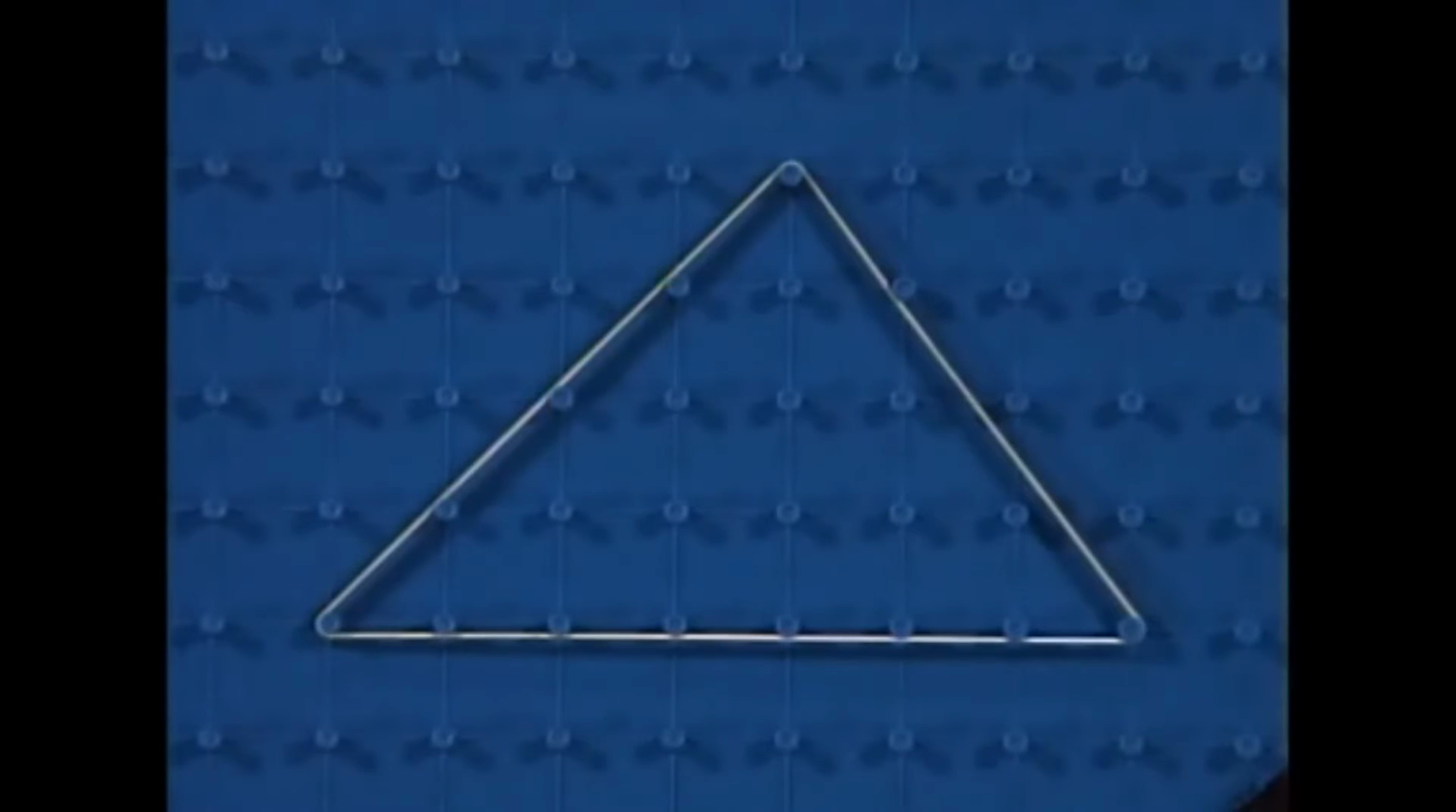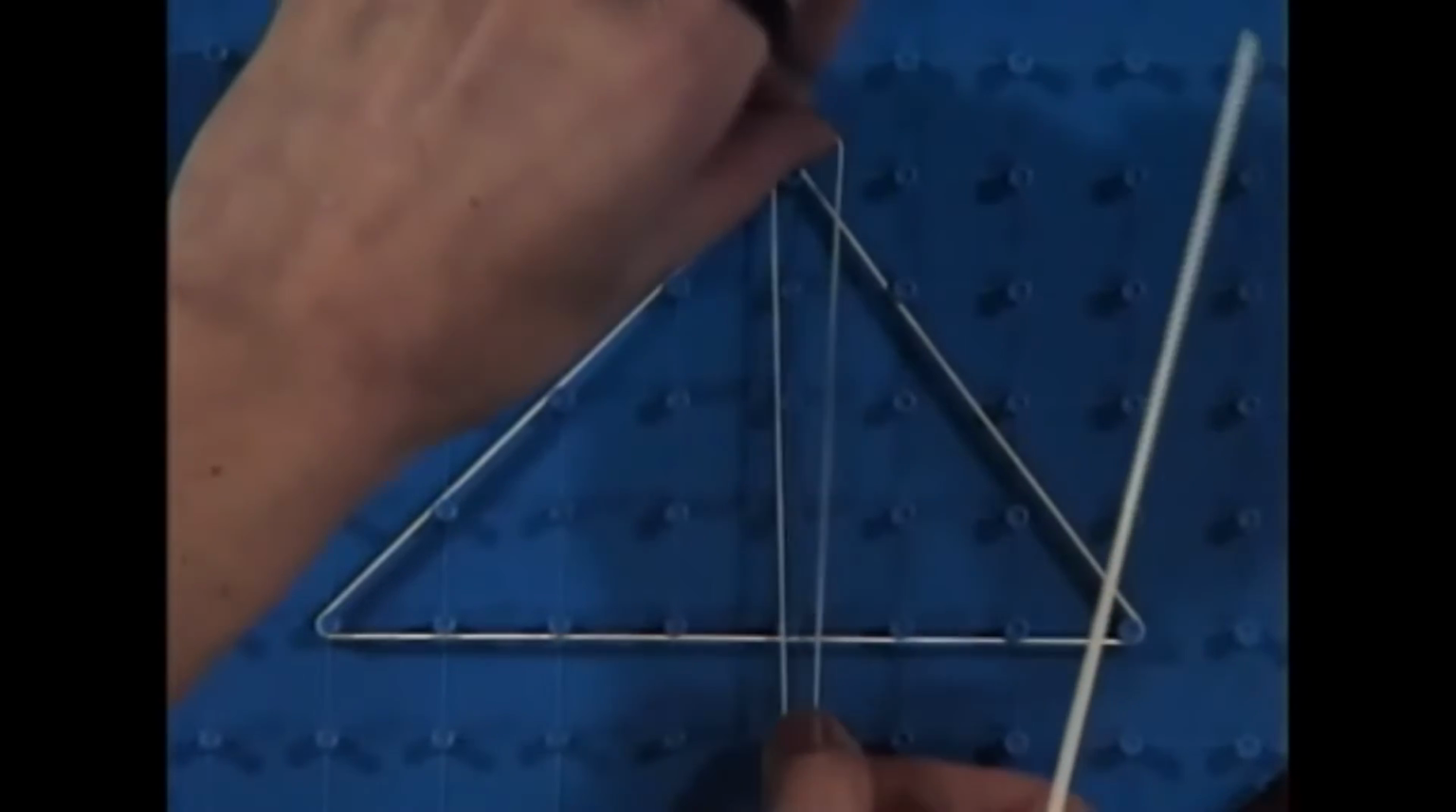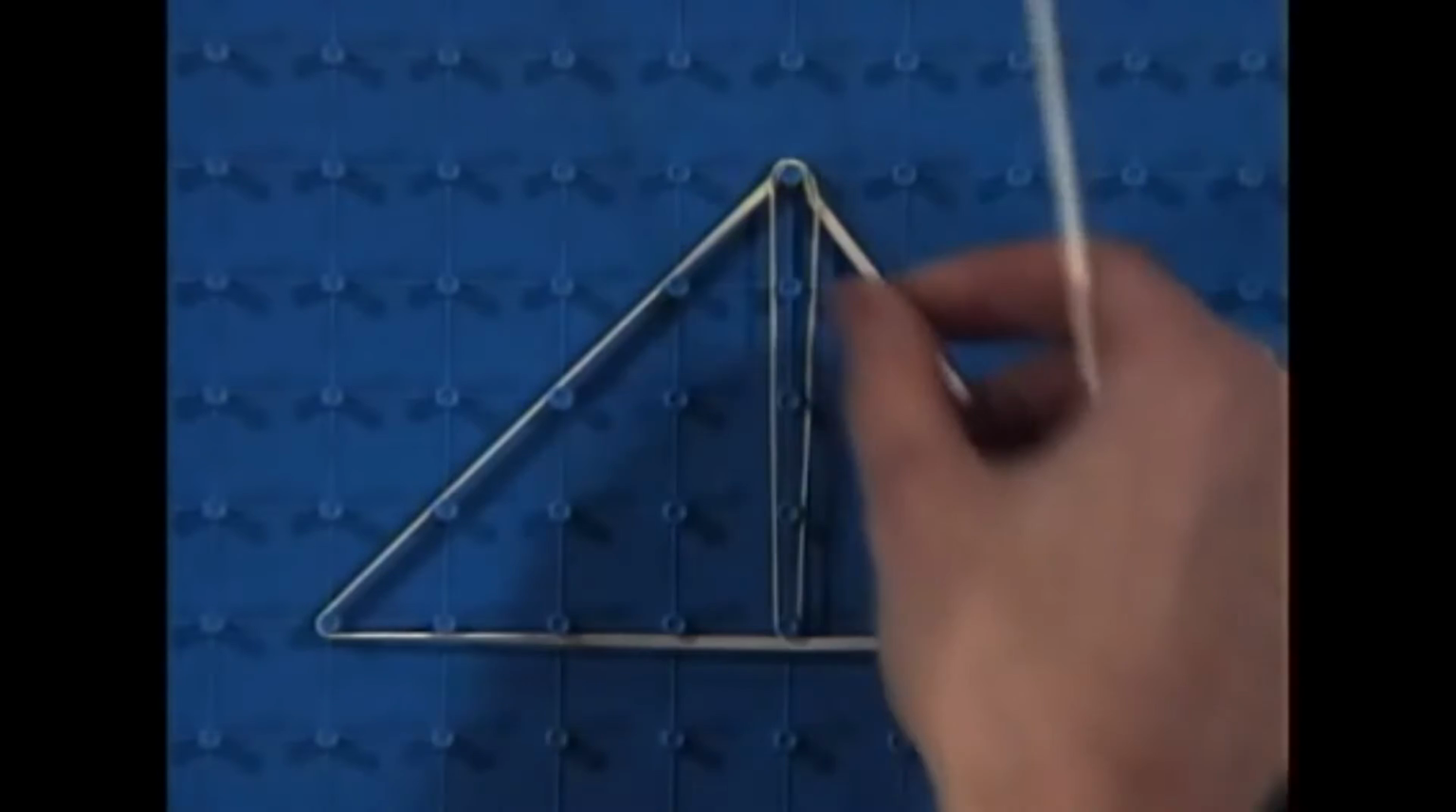Let's look at our geoboard in our mathematics laboratory and explain why the area of a triangle is 1/2 base times height. Here we have a triangle. This is the base. The height we can indicate with this rubber band. That would be the height.